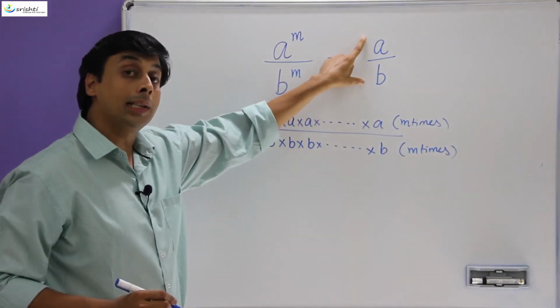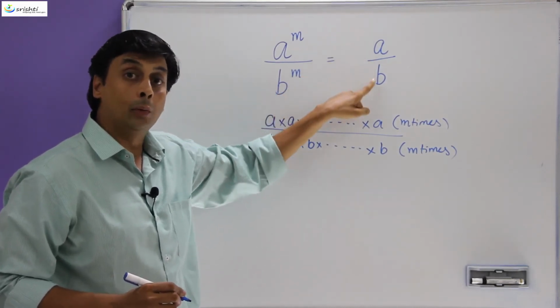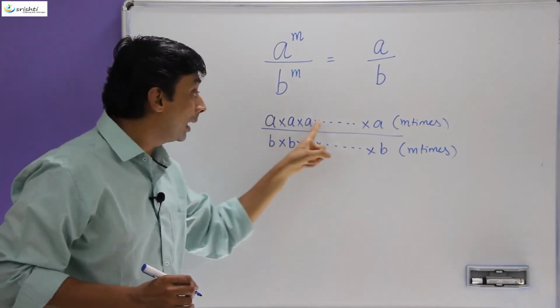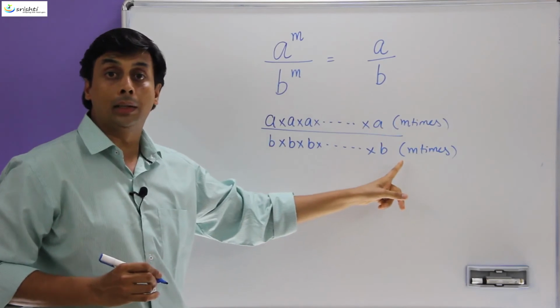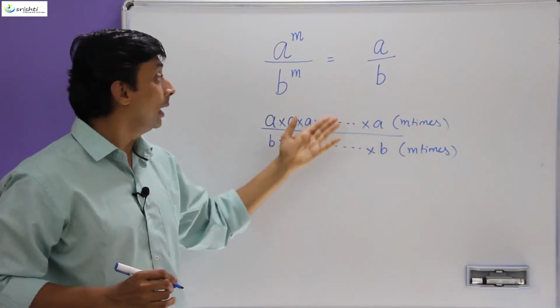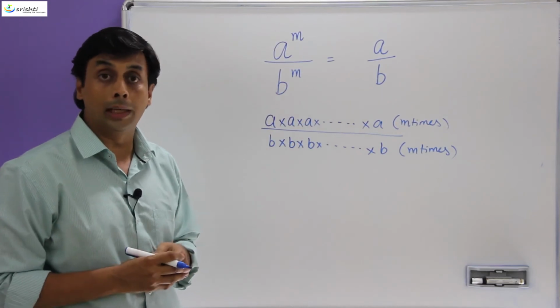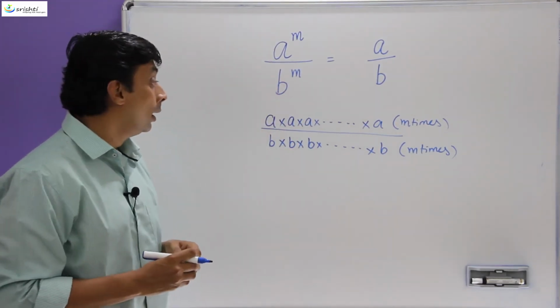Do you think this value is equal to this value? Over here I only see one a and one b. I see one a in the numerator and one b in the denominator. Whereas in this case there are m a's getting multiplied in the numerator and m b's getting multiplied in the denominator. Definitely these values are not equal unless a and b both were equal to 1, or maybe a was equal to 0, right?